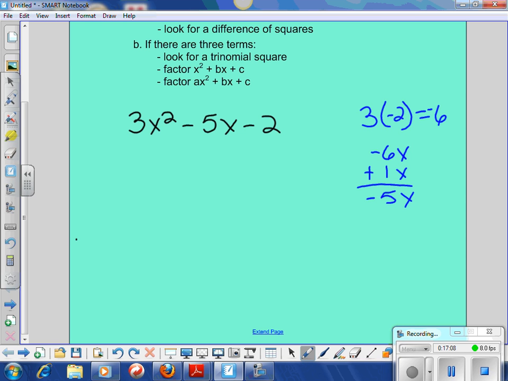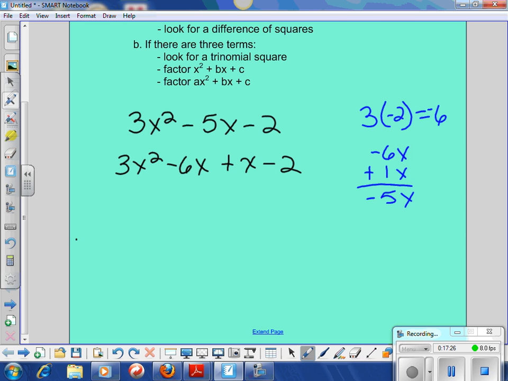So once again, we're going to rewrite this, breaking out our middle terms. So I have 3x squared, and I'm going to put the negative 6x first, just because 3 and 6 have 3 in common. So I've got plus x minus 2.